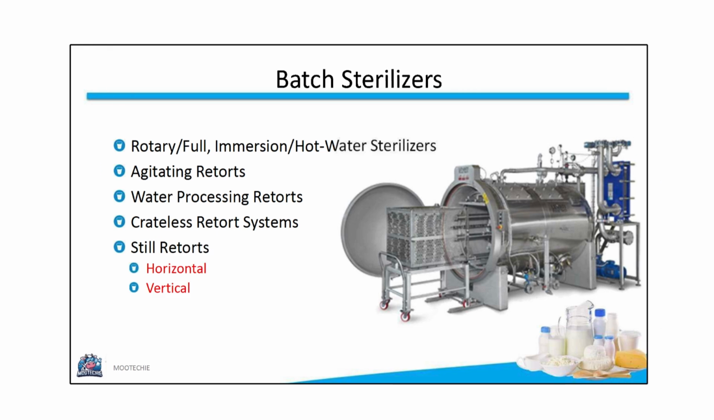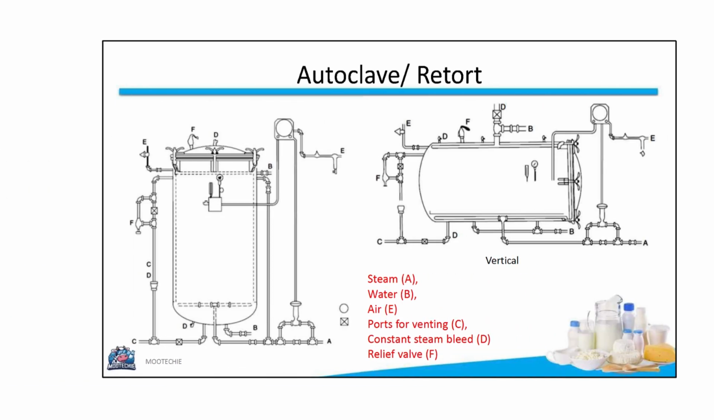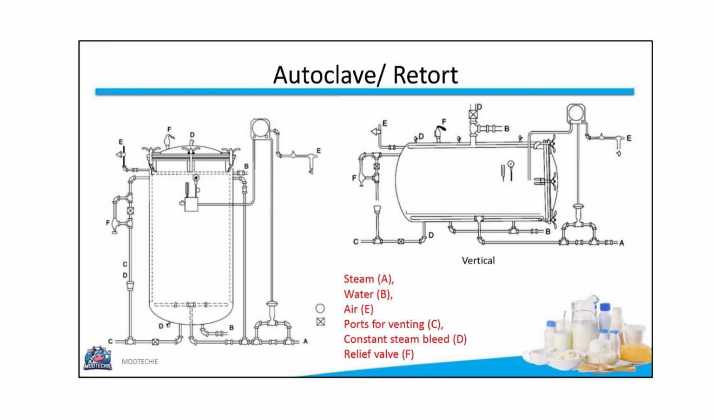There are several kinds, including rotary or full immersion sterilizers, agitating retorts, water processing retorts, and crateless retort systems. These retorts can be oriented either horizontally or vertically. A common example of a batch sterilizer is the autoclave, also known as a retort. A vertical retort has various ports for introducing steam, water, and air. It also has ports for venting and a constant steam bleed. A relief valve is a critical safety component.